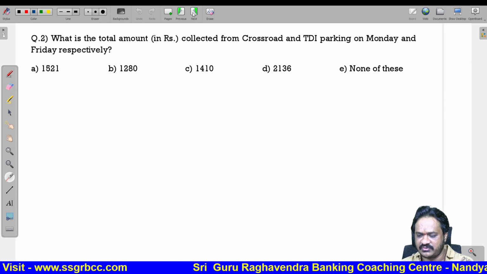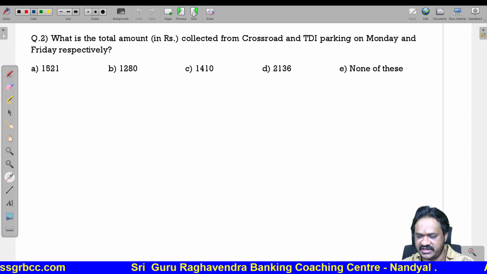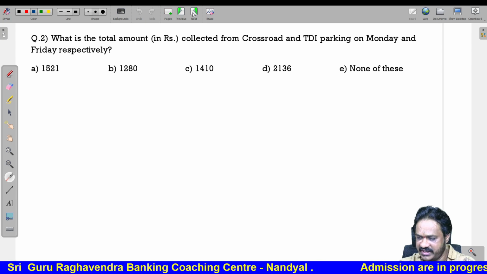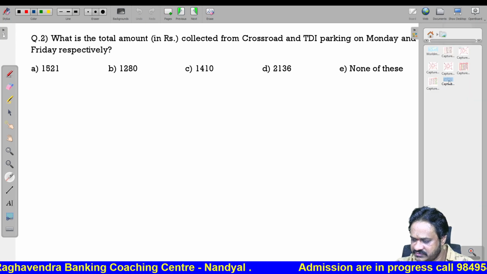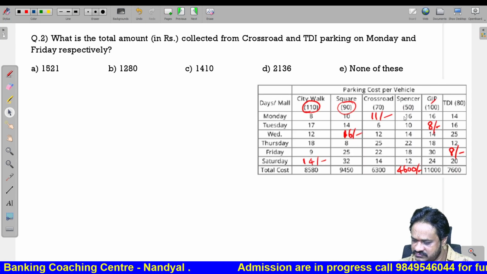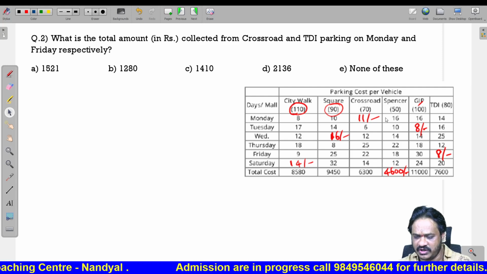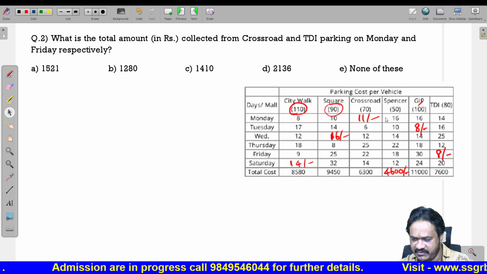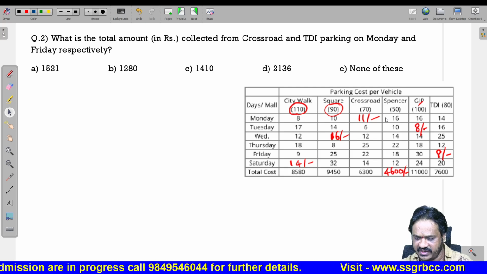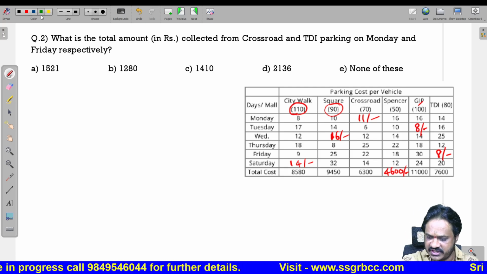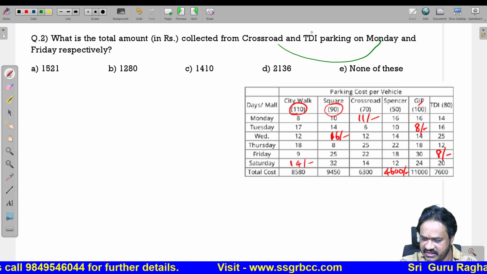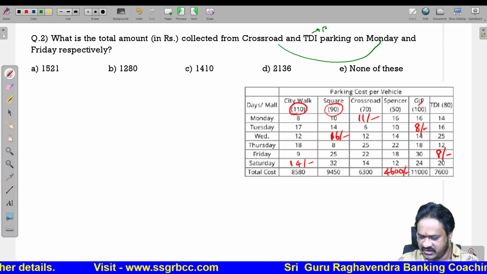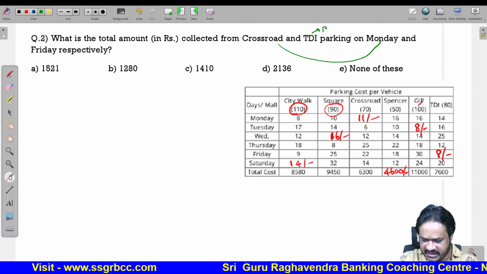What is the total amount collected from Crossroad and TDI parking on Monday and Friday respectively? That means you have to take Crossroad Monday, TDI Friday. Let us take Crossroad Monday. Here you need not do any calculation.